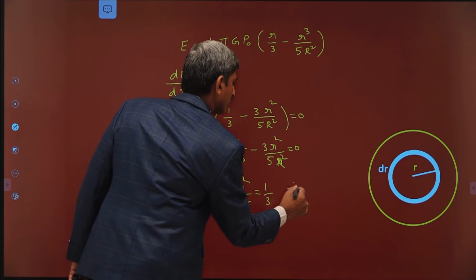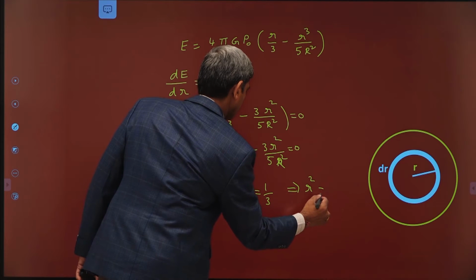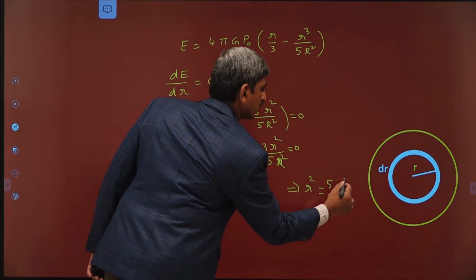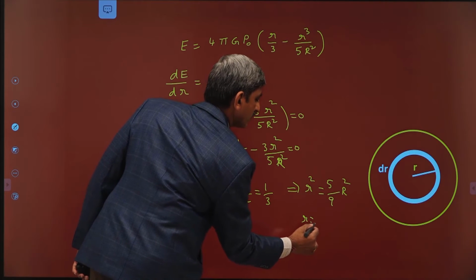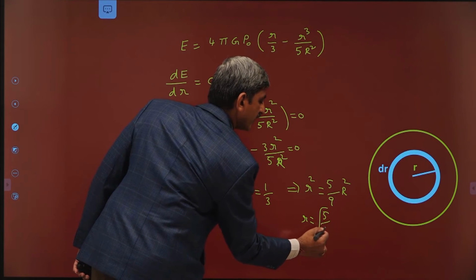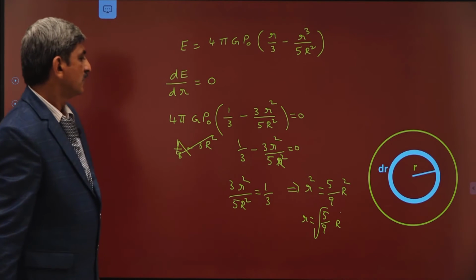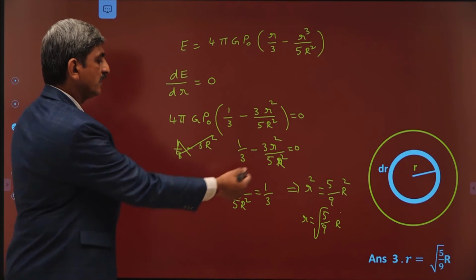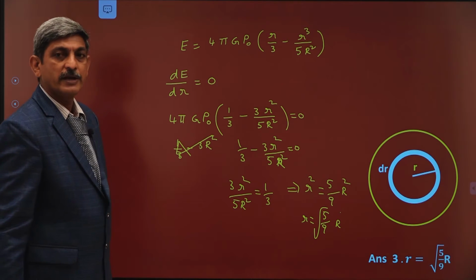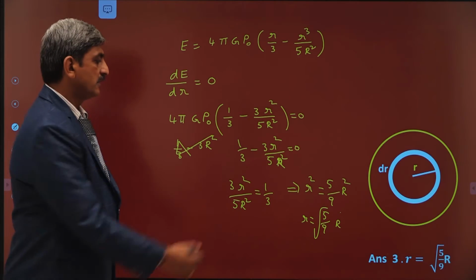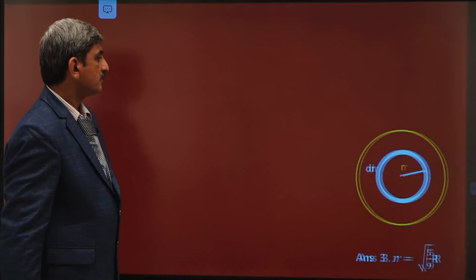From this we have r square is equal to 5 by 9 R square. From this we have r is equal to root of 5 by 9 R square, root 5 by 9 R. So your answer is 3, which is equal to root 5 by 9 R. So the options are given in the previous slide. So the option is 3.